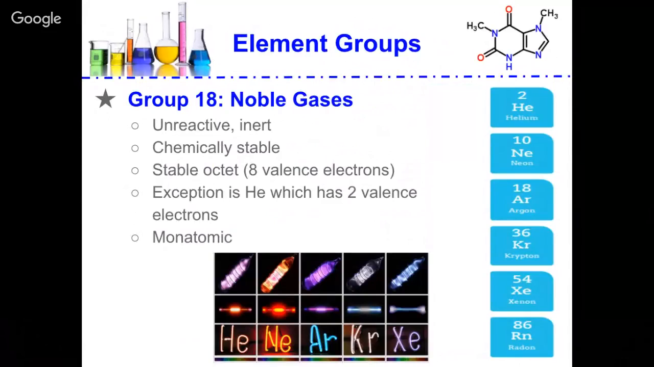And group 18 are what we call the noble gases. They are unreactive or inert. They're chemically stable. They have a stable octet, which means that they have 8 valence electrons in them. The only exception to this column is helium, because helium only has 2 electrons, but it's in the first energy level, so that means that it only needs 2 electrons to fill that energy level. And these are all monatomic, which means that they do not partner up with anybody. They exist in nature by themselves.